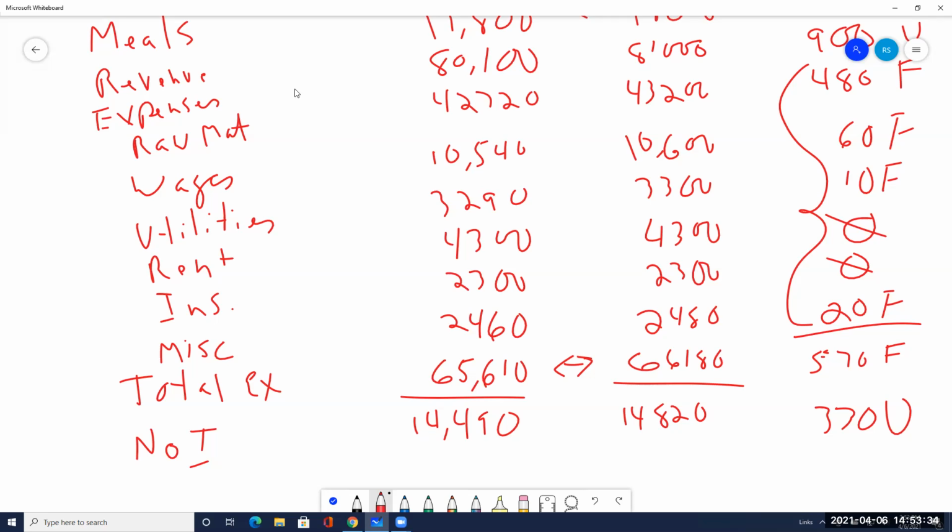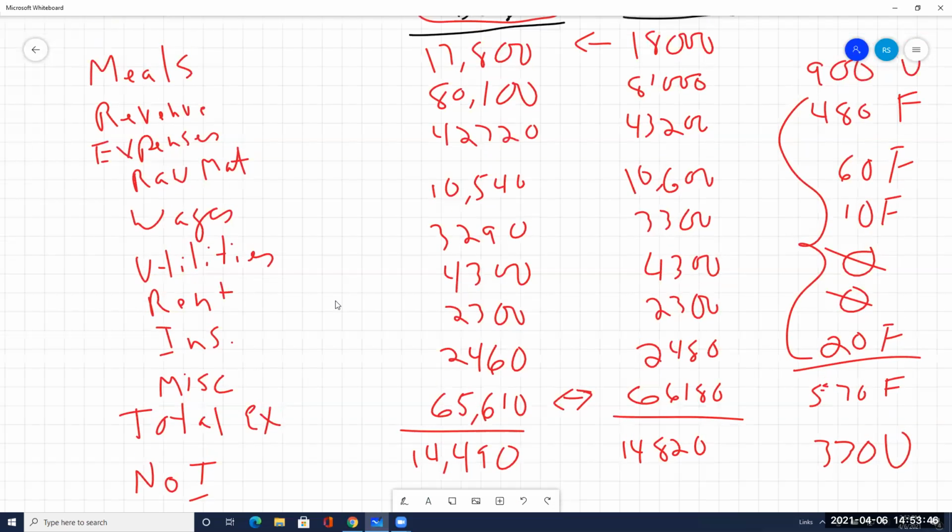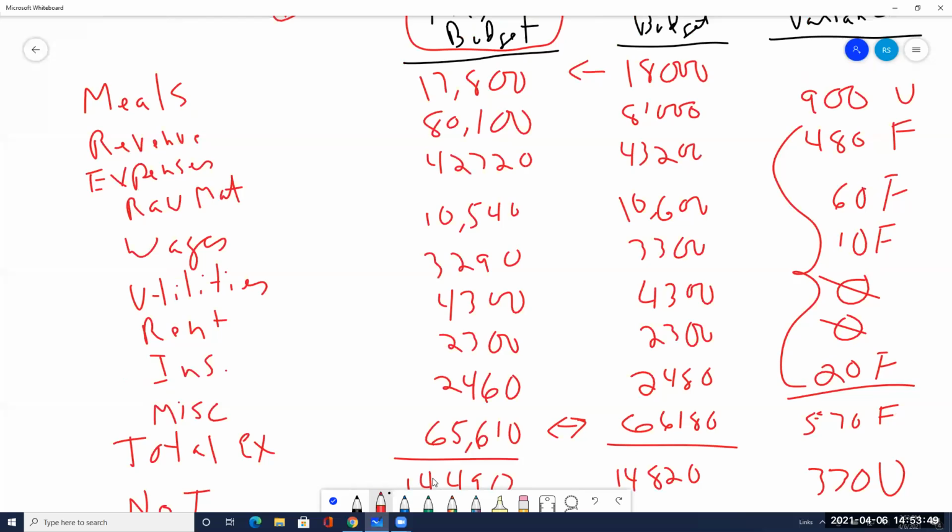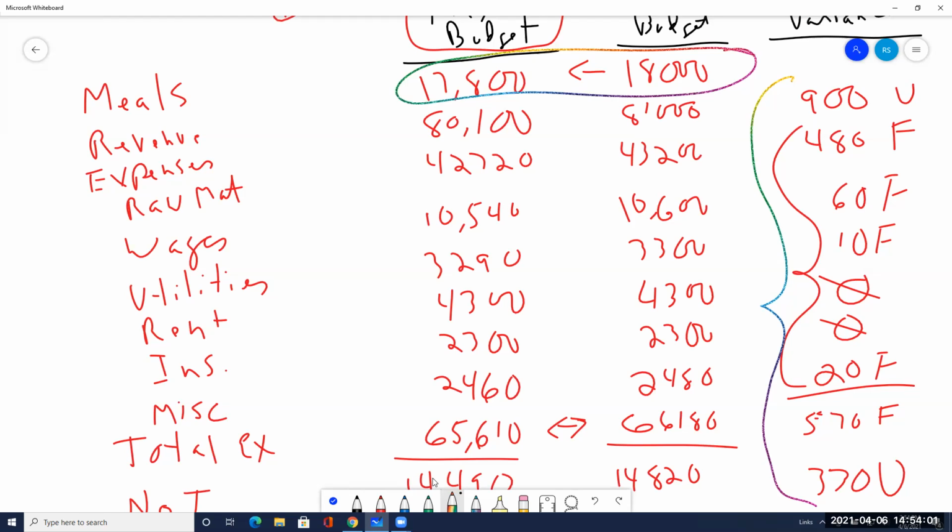Now, this to me is not the critical part of this chapter. And the reason is all of these variances are 100% explained by the fact that I didn't do as many meals. If you're a car wash and you didn't wash as many cars, are you going to expect revenue to be down? The answer is yes. Are you going to expect expenses to be down? And the answer is yes. You didn't do as many cars.